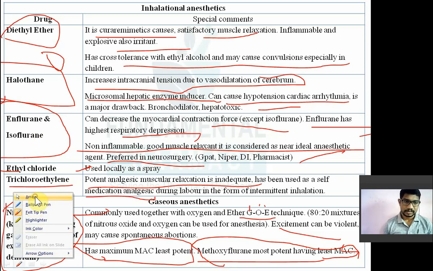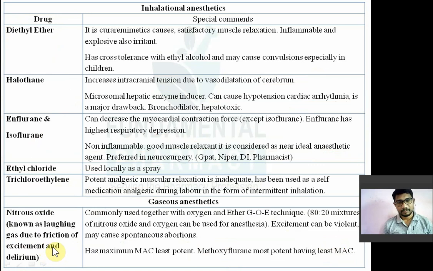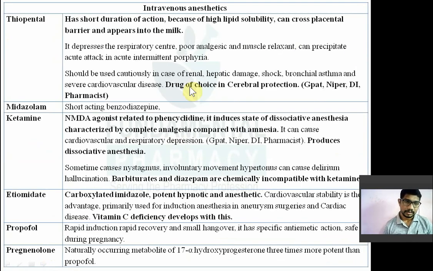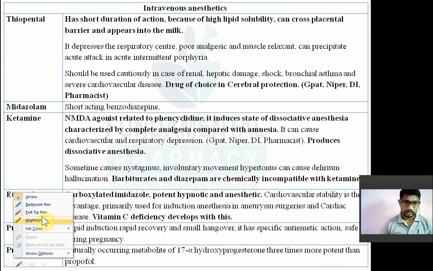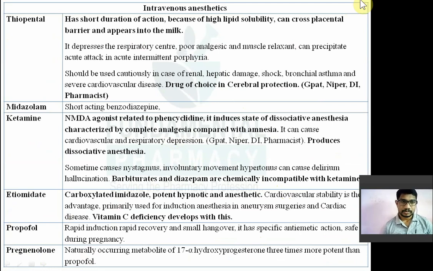तो आपको जो stages के ऊपर question आ सकता है, already आ चुका है. Different stage 1 क्या होता है, stage 2 क्या होता है, इसमें कौन सा reflex जाता है. और ये बाकी inhalation हो गया, अब आपका intravenous anesthetics. So intravenous anesthetics, first one is thiopental sodium.